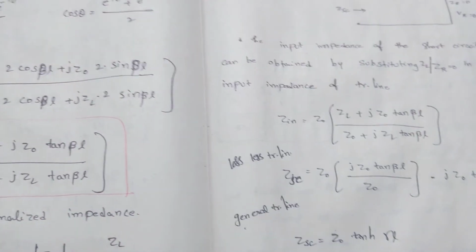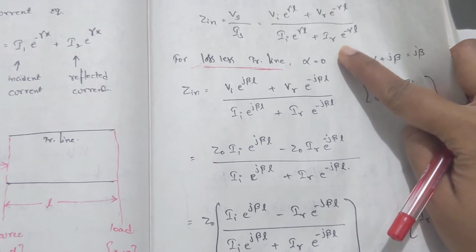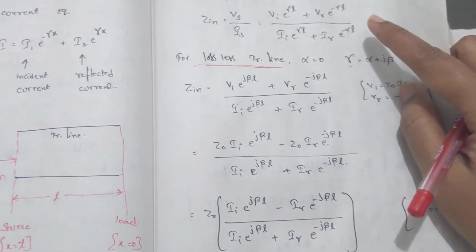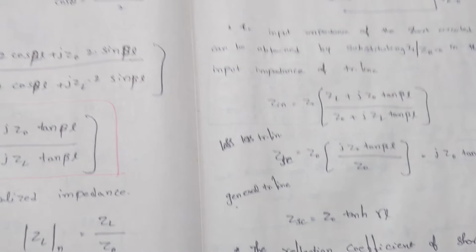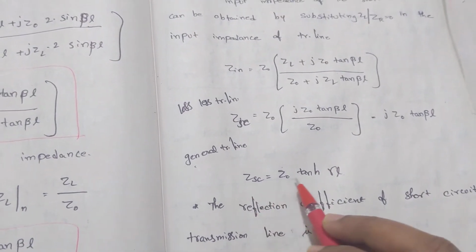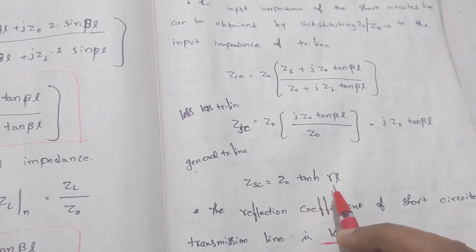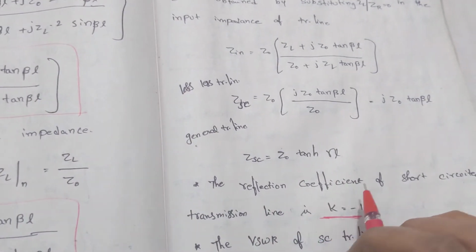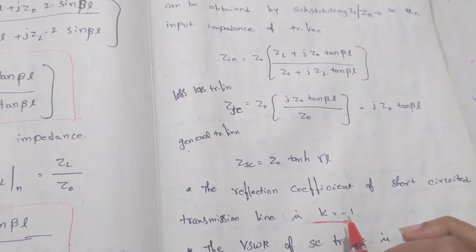In our previous video, for a lossy transmission line we replaced alpha equals 0. Without replacing alpha equals 0, you can get the solution for the given general transmission line. From that general equation, the short circuit transmission line ZSC equals Z0 tanh gamma L. The reflection coefficient of a short circuit transmission line is K equals minus 1.